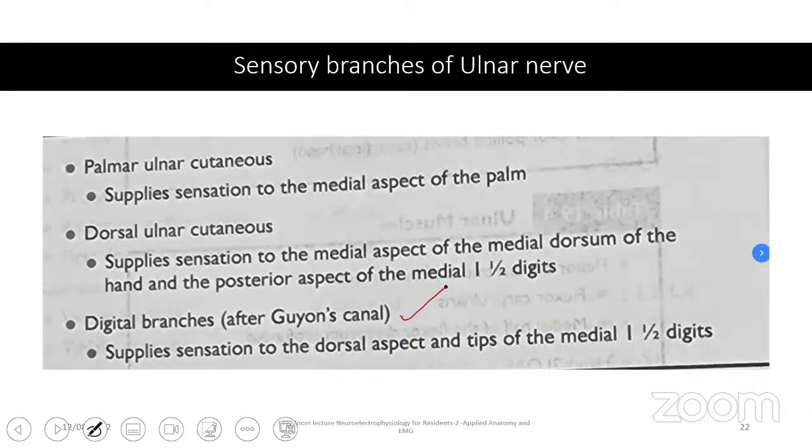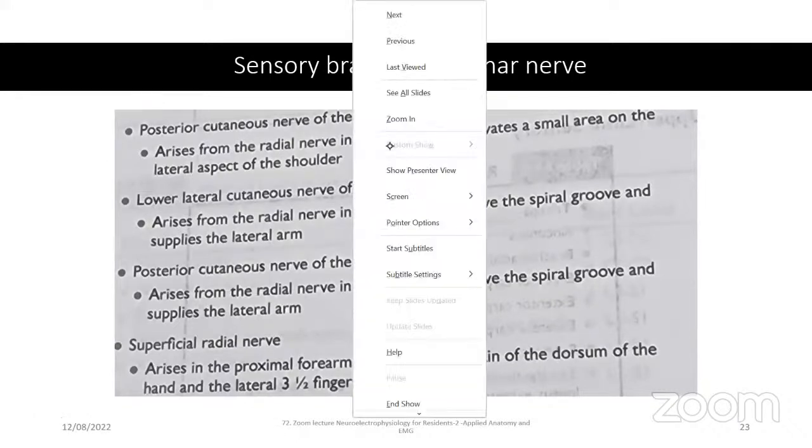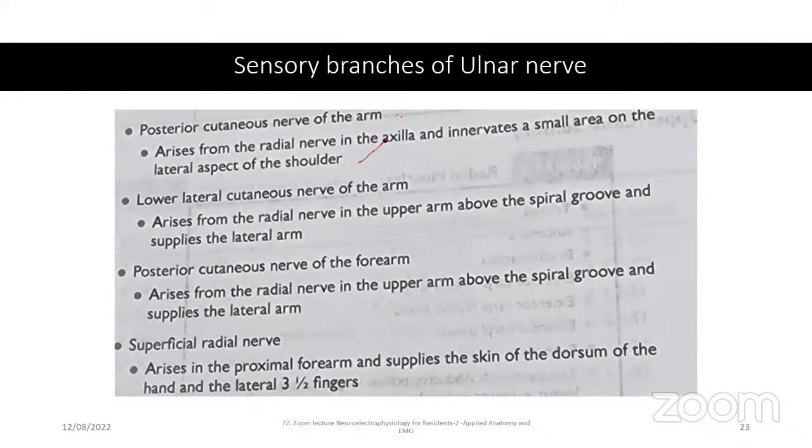Distal branches supply sensation to the dorsal aspect and tips of the medial 1.5 digits. So this Guyon's canal anatomy is also very important for students. Now the sensory branches of the radial nerve: the posterior cutaneous nerve of the arm arises from the radial nerve in the axilla and innervates a small area on the lateral aspect of the shoulder, which is also incidentally the C5 dermatome. The lower lateral cutaneous nerve of the arm arises from the radial nerve in the upper arm above the spiral groove. It supplies the lateral arm.